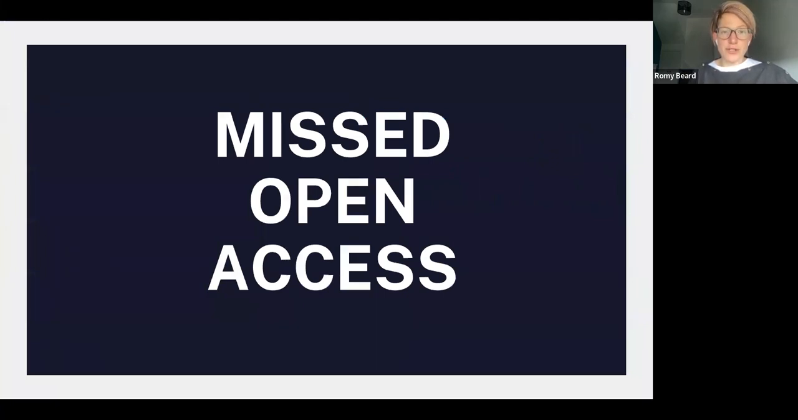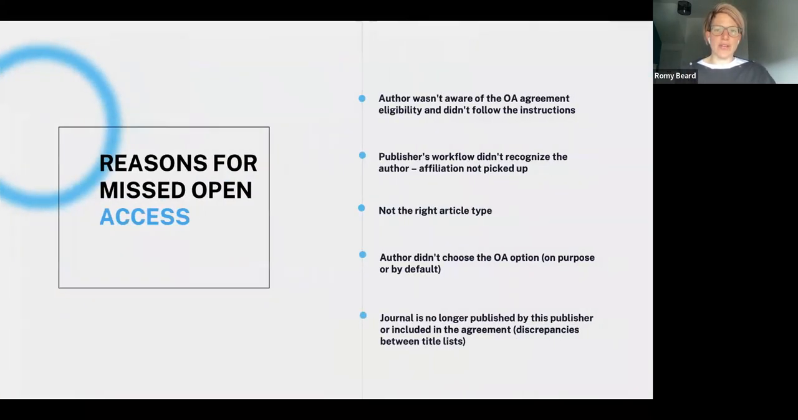The other thing that I wanted to talk about a little bit is missed open access. And I think that is one of the problems still. Having done a little bit of analysis in my previous role into whether articles that are actually published are included in agreements or not, we looked at articles that were published in closed access that should have been open access because they were eligible for either a full waiver or a discount, and tried to dig into what the reasons were for that.